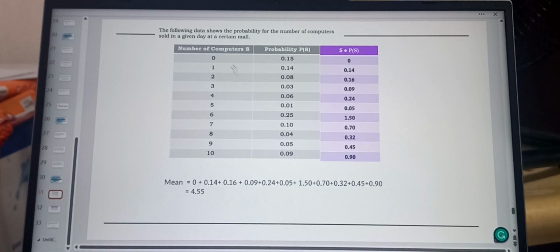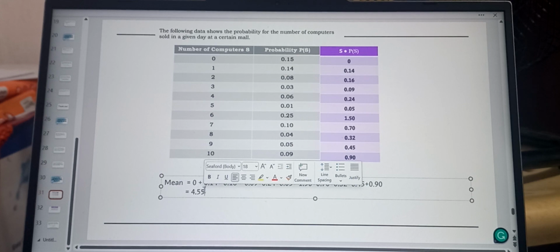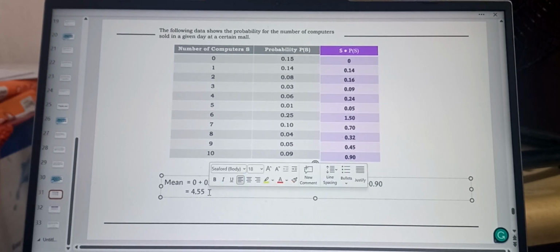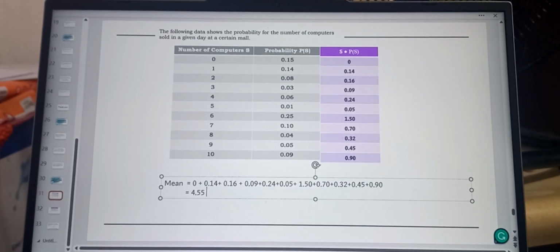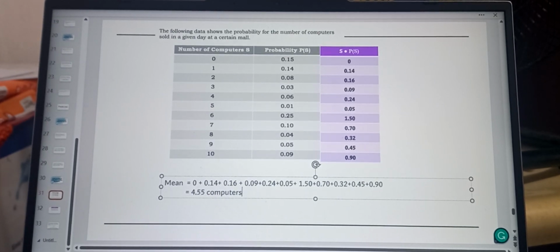Di ba? Napakadali. Given lang yung first at second column, just add another column and then multiply nyo lang yung first column multiply sa second column. And then yung sagot doon sa first column multiply to second column ay ilagay niyo sa third column, which is yun yung product. And after getting the product, i-add lang natin lahat yan, and then the answer sa sum or the total, that is the value of our mean. So 4.55 computers ang expected na mabebenta in a given day at a certain mall. Okay, so ganun lang siya kadali.